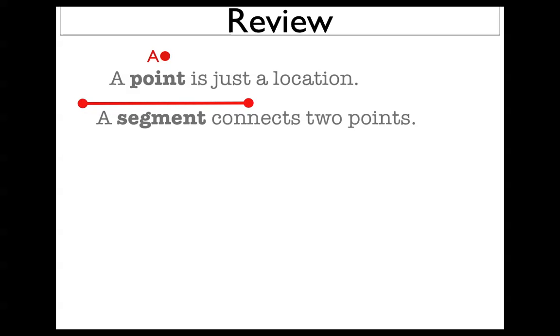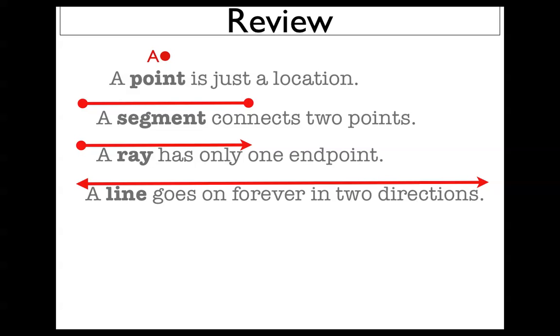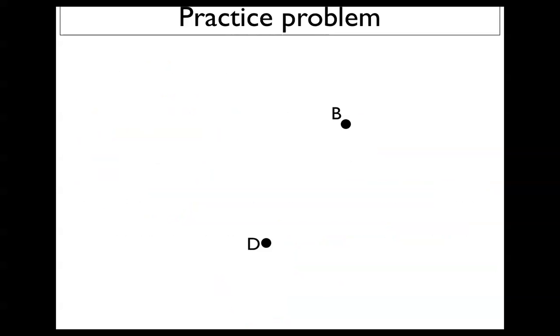All right, let's review. A point is just a location. A segment connects two points. A ray has only one endpoint. A line goes on forever in two directions. Segments, rays, and lines can intersect each other, or they could be parallel, or if they're not in the same plane, they could be skew. But what's a plane? Oh yeah, this is a plane. Ta-da! All right, to make sure you've got this down, I just want you to do a couple practice problems.